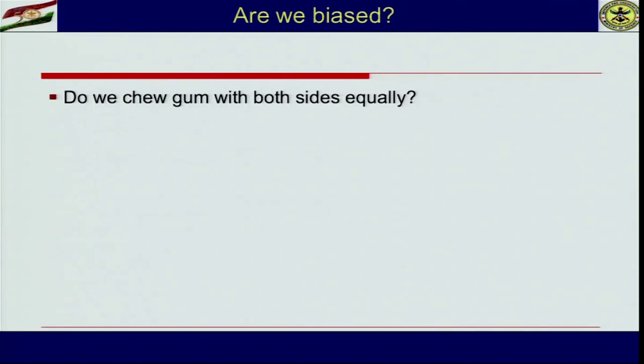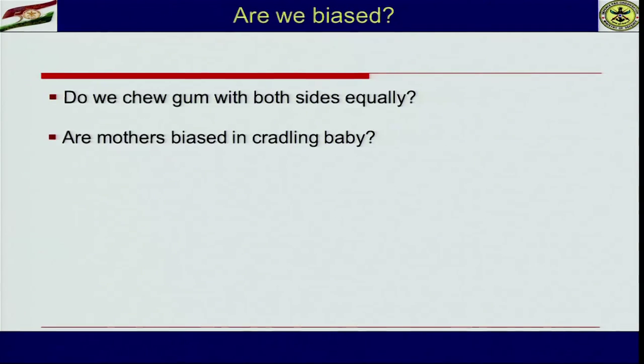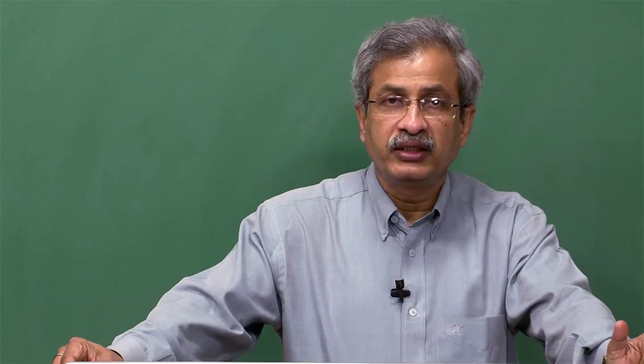Likewise, when we take food or chew a gum, do we use both sides equally when we do the mastication? We do not do that. We use one side more often as compared to the other. Do we notice which side we use more often? So, the question comes whether mothers are biased in cradling a baby or not. We have often noticed that mothers cradle the baby on the left side, with the left hand, and we rarely see a mother cradle a baby with the right side.